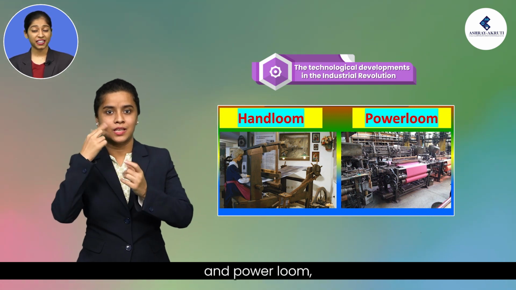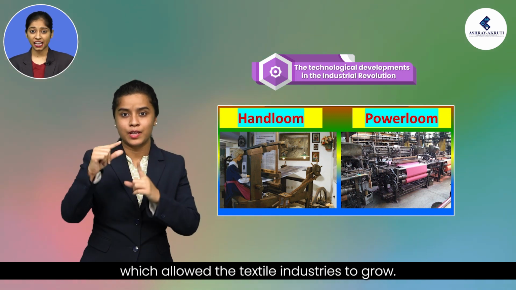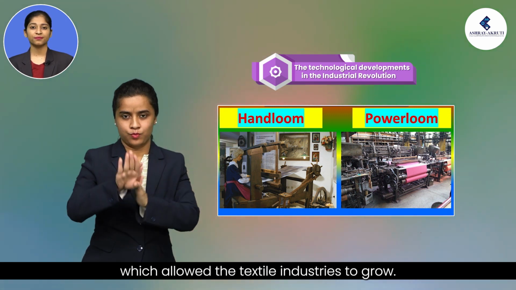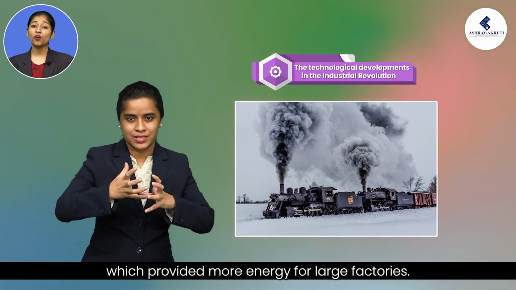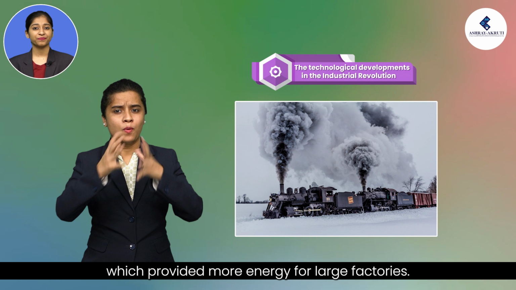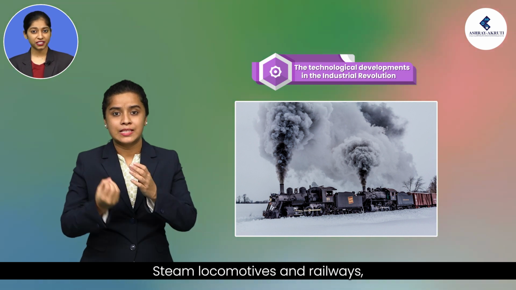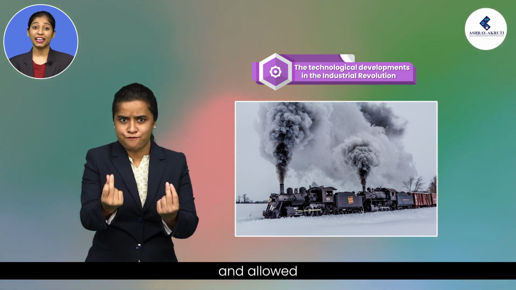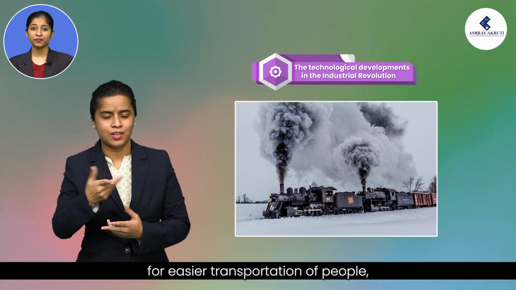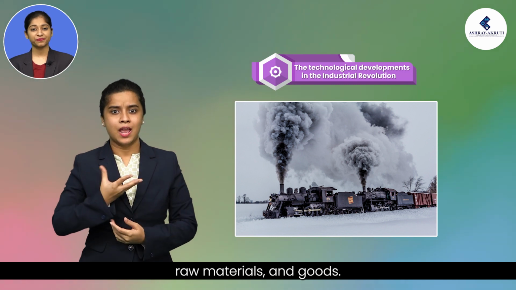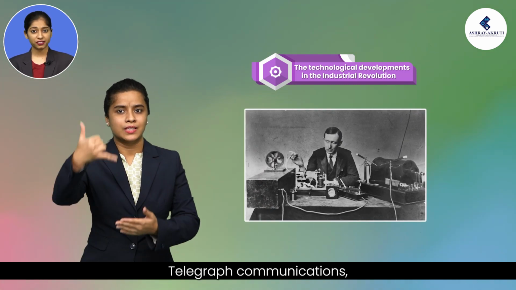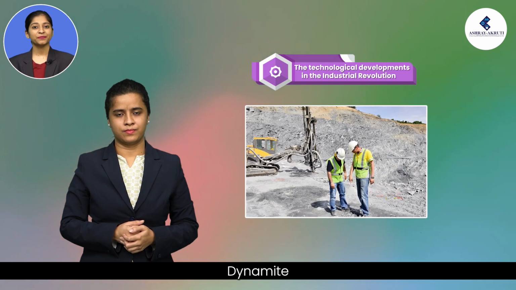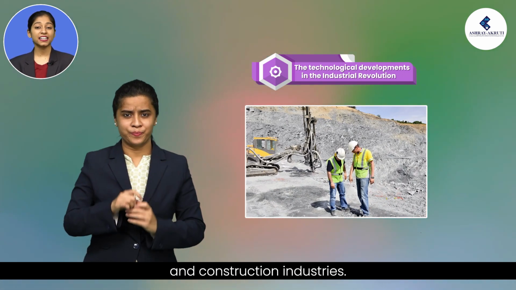the spinning jenny and power loom, which allowed the textile industries to grow; the steam engine, which provided more energy for large factories; steam locomotives and railways, which made travel quicker and allowed for easier transportation of people, raw materials, and goods; telegraph communications, which allowed for faster communication; and dynamite, which transformed the mining and construction industries.